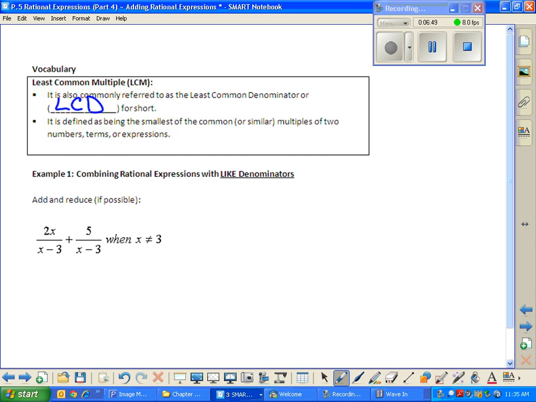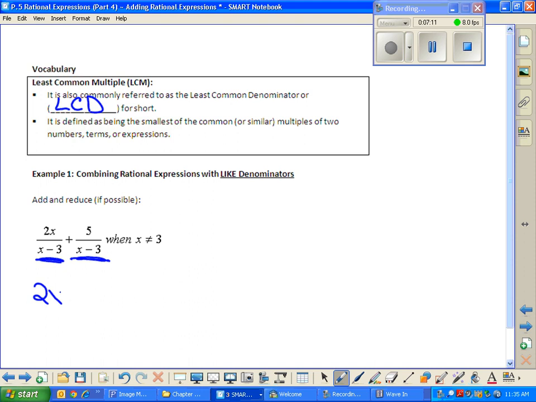So when you look at example 1, my eyeballs immediately go to the denominator. And you see here, the denominators are the same. And when that's true, you're like, yes, it's awesome. Because the process is pretty easy, and Chris outlined it for us. When our denominators are the same, you basically just add straight across.